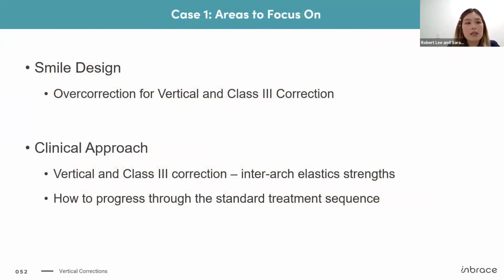So while looking at the case, some areas that we'll focus on are the overcorrection for the vertical and the class 3 for the smile design. And then we'll look at clinically how to approach it with inter-arch elastics, and then how to progress through the standard treatment sequence.